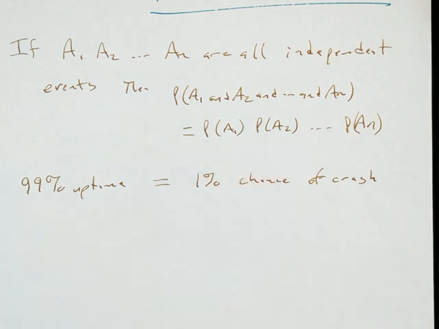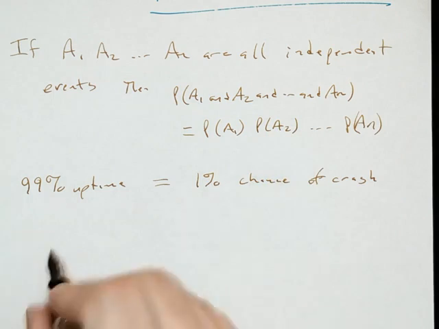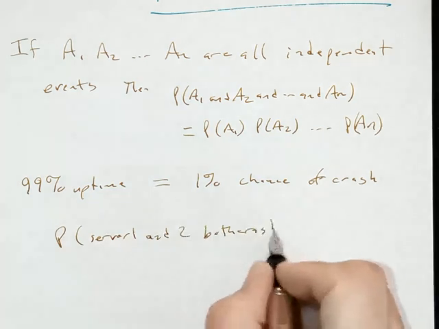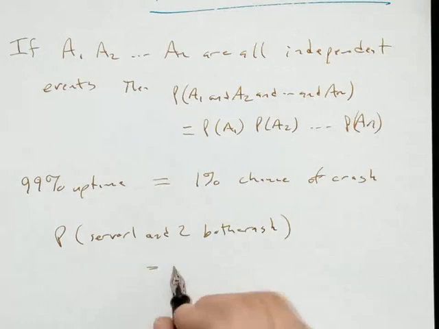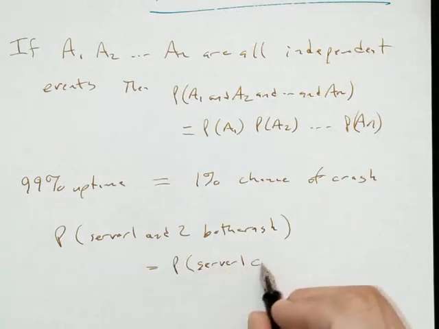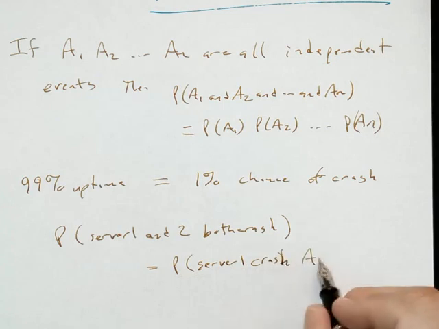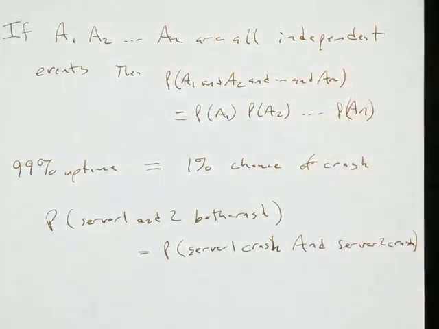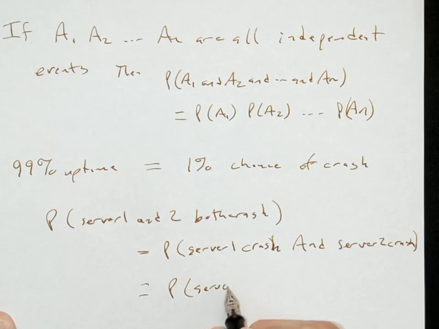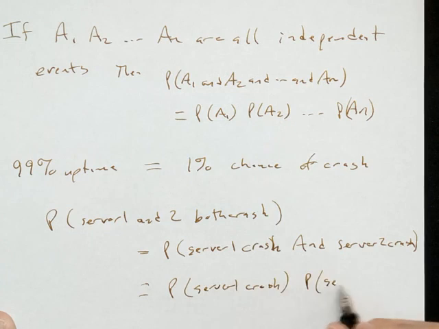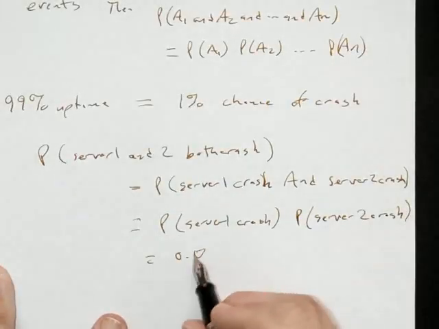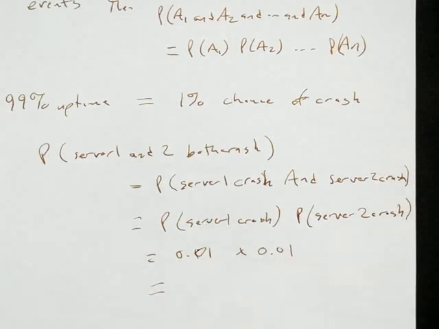Well, there's a 1% chance of the first server going down. There's a 1% chance of the second server going down. So the chance of both of them crashing is the chance that the first one crashes and the second one crashes. But according to this formula up here, that's just multiplication. And so that is 0.01 times 0.01. What is that number?